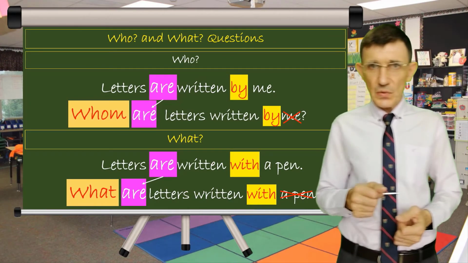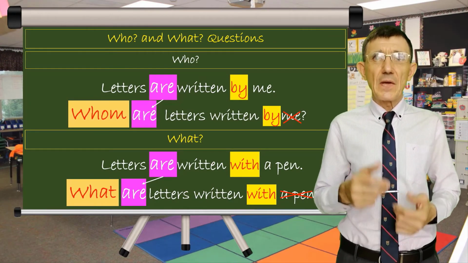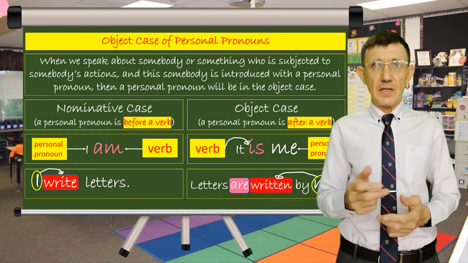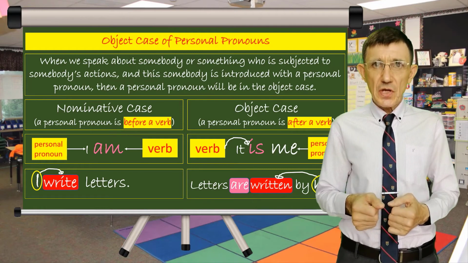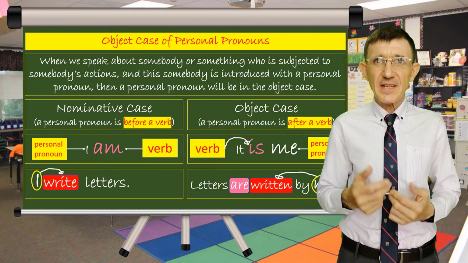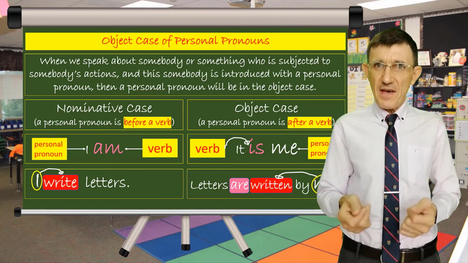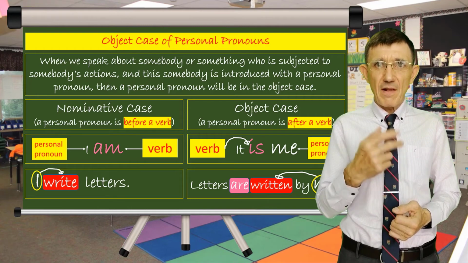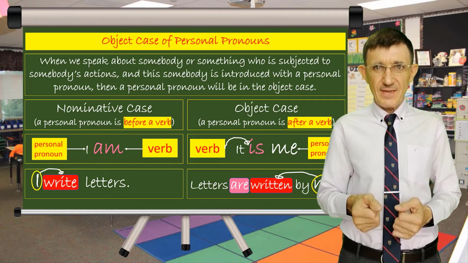You should also know and understand that a personal pronoun that is in a nominative case in active voice should be changed into the object case in passive voice because it stays after a verb. I am, it is me. I write letters, letters are written by me.